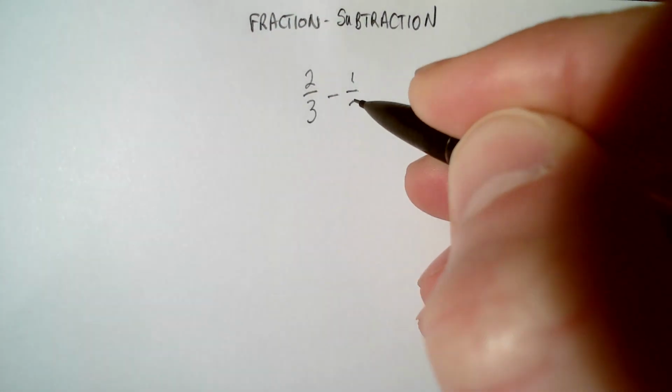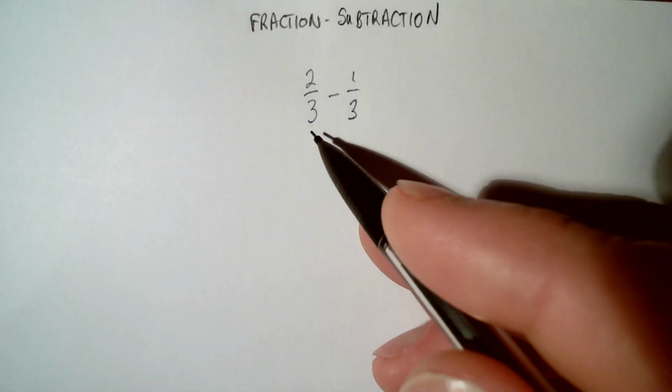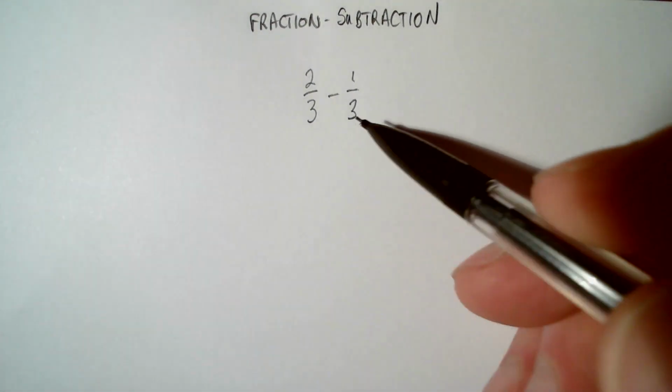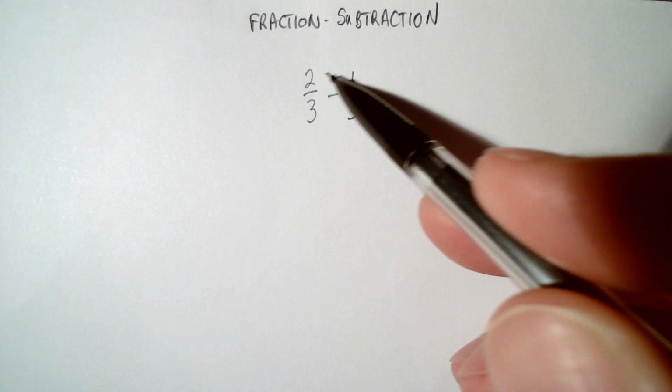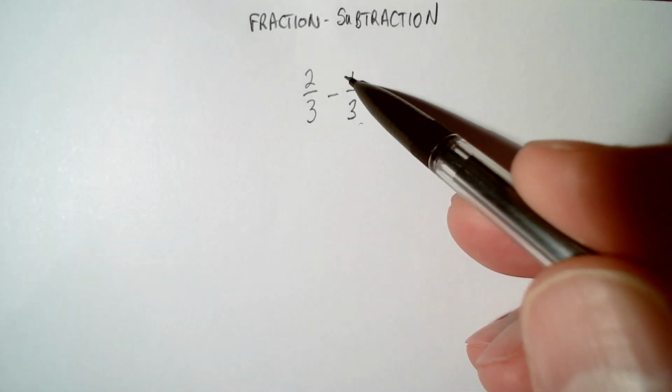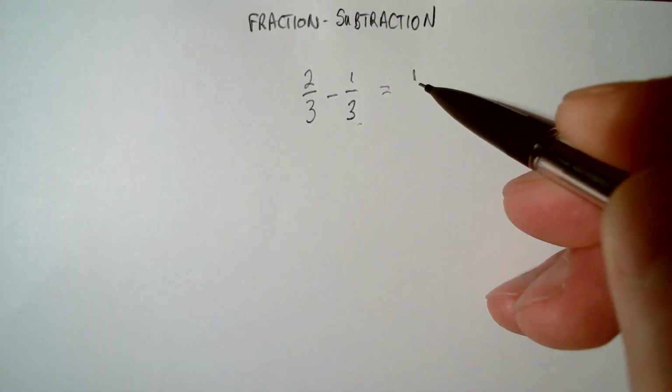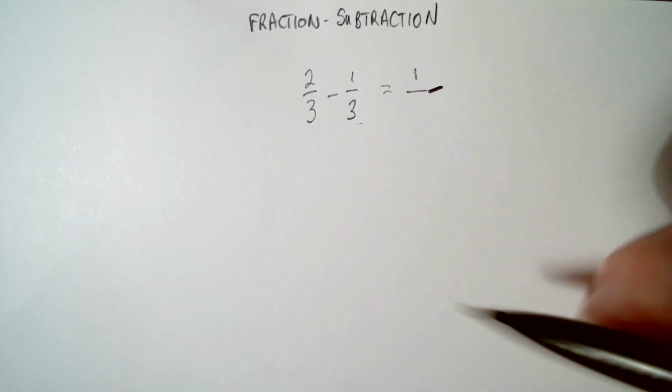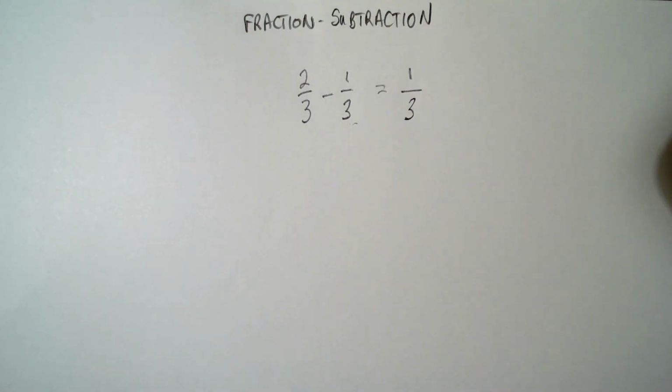2/3 minus 1/3. As you can see, the denominators are the same, so we're talking like for like, so we can simply say 2 minus 1, which are the numerators. 2 minus 1 is 1 over 3. And we are left with 1 over 3, which is 1/3.